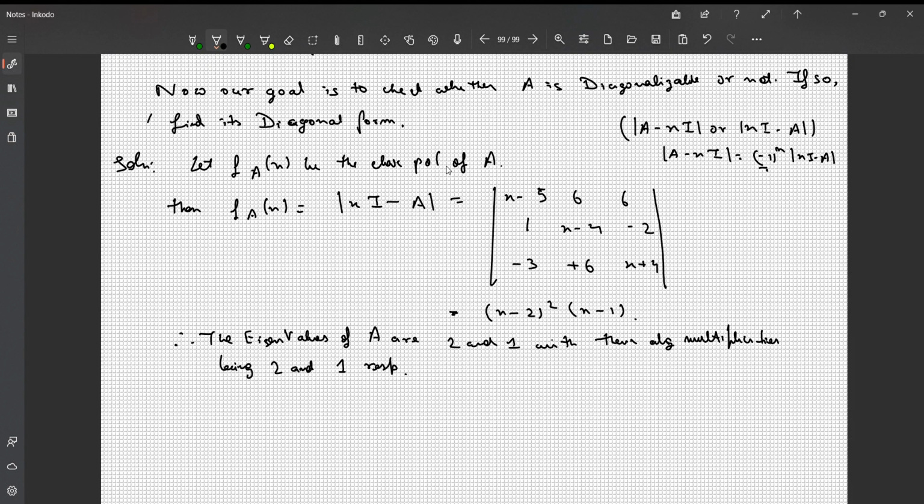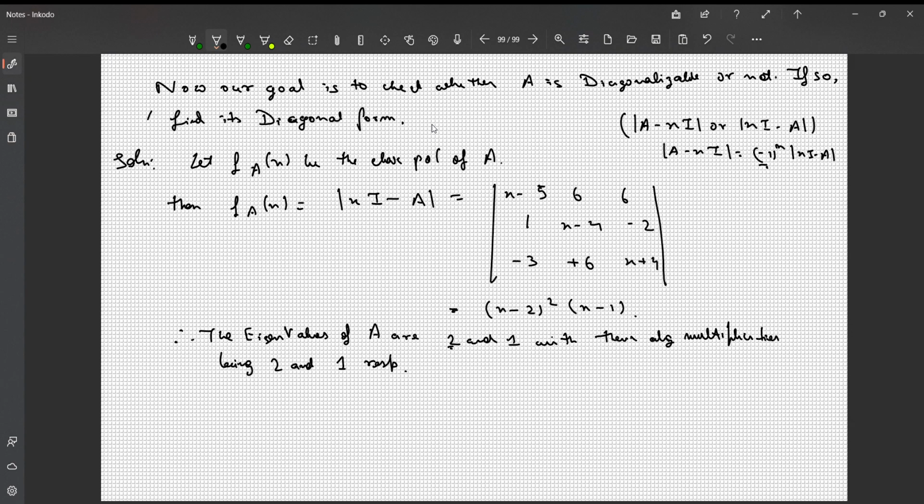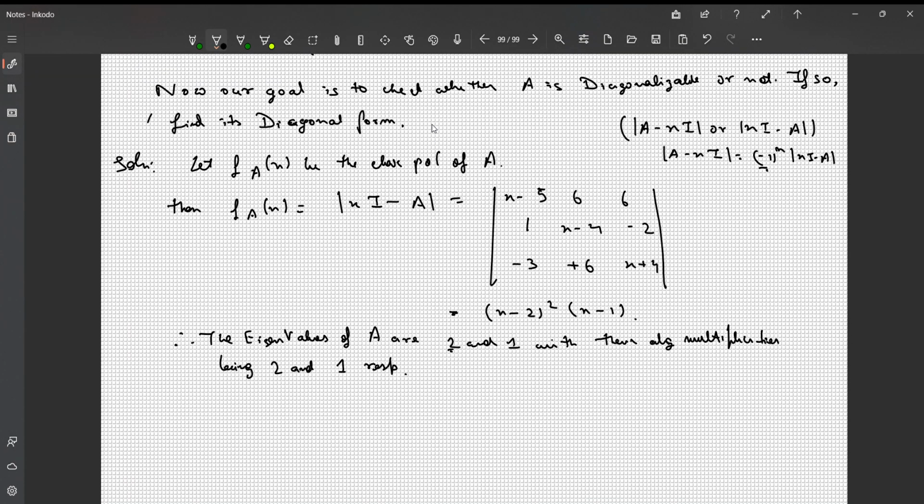So our concern is to check whether the geometric multiplicity, or the dimension of the eigenspace associated with the eigenvalue 2, is equal to 2 or not, and analogously whether the dimension of the eigenspace associated with the eigenvalue 1 is 1 or not. That will help us conclude whether the matrix is diagonalizable or not. Okay, so let us go to the next page.